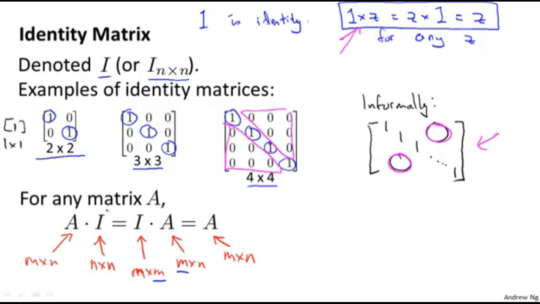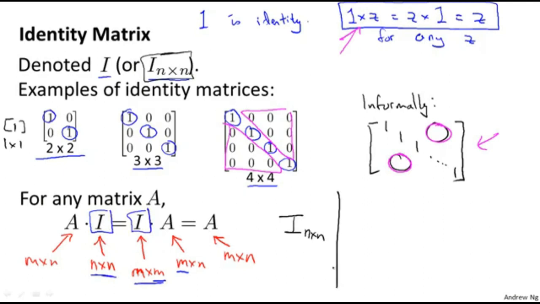Whenever we write the identity matrix I, very often the dimension will be implicit from the context. So these two I's are actually different dimension matrices. One may be n by n, the other m by m. But when we want to make the dimension explicit, then sometimes we'll write it as I subscript n by n, like we had up here. But very often the dimension will be implicit.